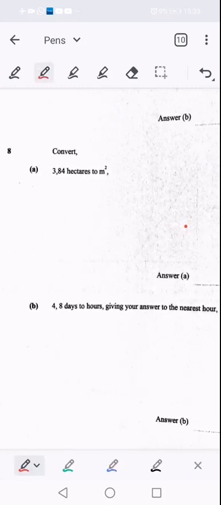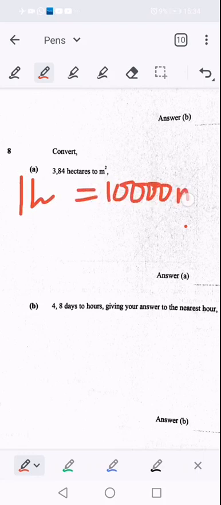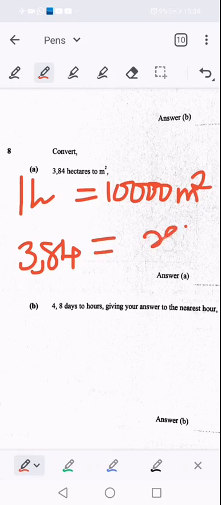Right. So this question says convert 3,84 hectares to square meters. So what you need to know is the conversion of hectares to square meters. Okay, so tofana kuti mu 1 hectare mune ma square meters mangani. For example, 1 hectare is equal to 10,000 square meters, right? So what about 3,84 is equal to, obviously we don't know, but let it be x, right?